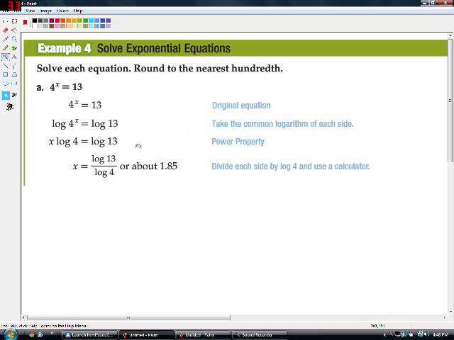And use the power property to bring the x in front: x log 4 equals log 13. And now, to solve for x, you divide by log 4 on each side. So you're going to get x equals log 13 over log 4. Each log has a base of 10, as that is the default log base, and that should also be the default on your calculator. So when you type this in your calculator, you should get 1.85.